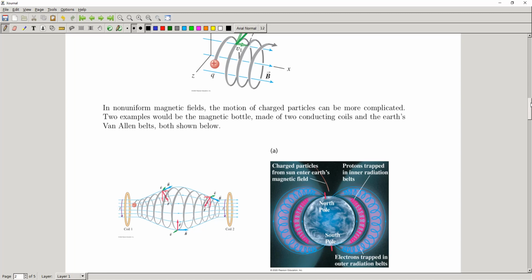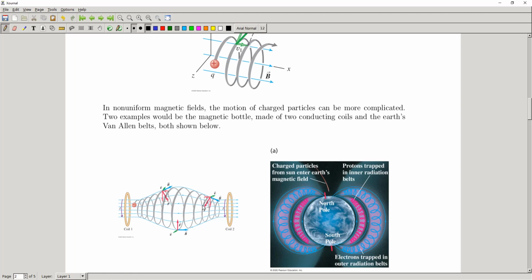You can imagine this first example is something you could do in the lab. You could set up two coils with a bunch of current running through them, which would set up a magnetic field that looks something like the blue lines that you can see here. And if you sent a positively charged particle with a magnetic field going in this direction down through the middle of this set of coils, you would end up with some motion that looked like this, right?